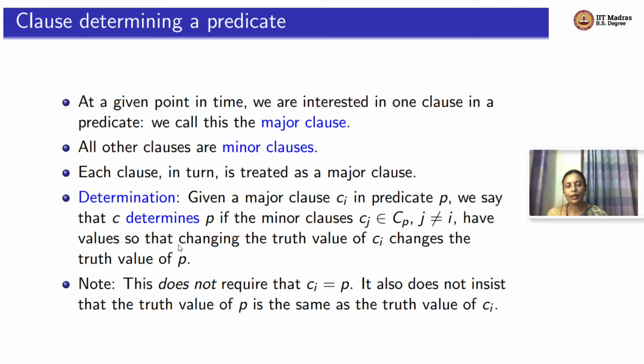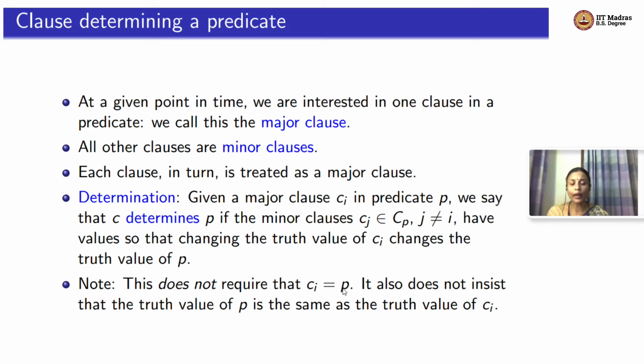Is it clear? So we say, let's take a predicate P. Let's say it has a certain number of clauses. You focus on one clause in that predicate. The clause that we're going to focus on is called the major clause. The rest of the clauses are called minor clauses. We say that the major clause determines the predicate P if the minor clauses take true false values such that if I change the truth or falsity of the major clause, then the truth or falsity of the predicate also changes along with that. Is this clear?